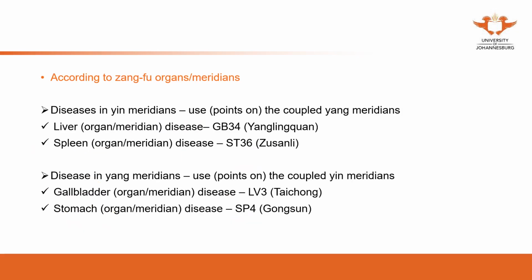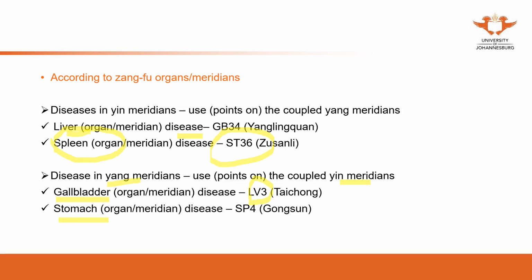According to the Zangfu organs or the meridians, these are examples of how to choose acupoints. In the Yin meridian, the liver meridian, for liver disease, we can use points on the gallbladder. For problems related to the spleen, we can use the points on the stomach meridian. For disease in the Yang meridian, we can use the Yin meridian. Similarly, for a problem on the gallbladder, we can use the points on the liver.